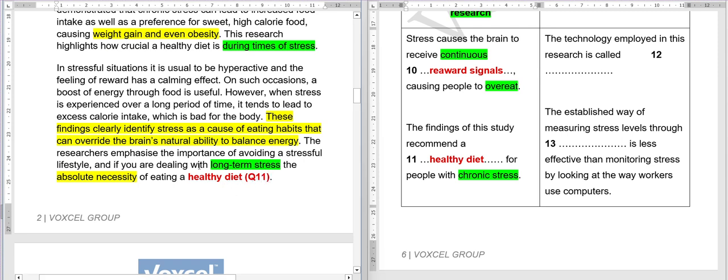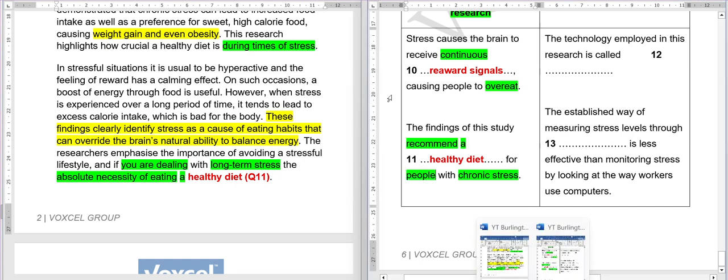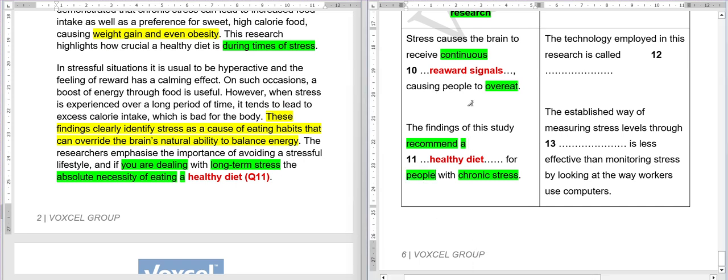So why is it healthy diet, where is it written? I have already told you about chronic stress. Chronic stress means long term stress. So recommend, here they're saying absolute necessity of eating. Here it is written recommend, and here it is written A. So if you are dealing with people with chronic stress, I hope it is clear.